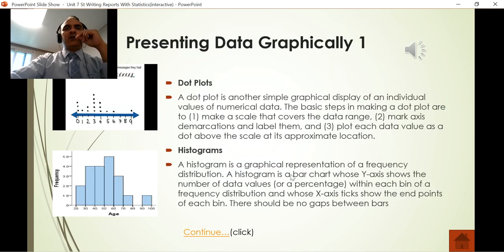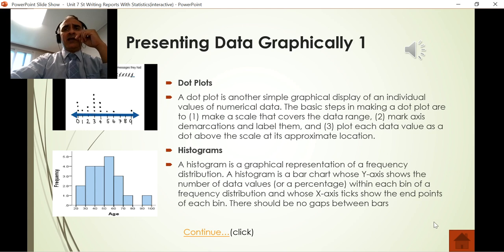Okay, so we have presenting the data graphically. We have a couple of examples. We have dot plots: we have to see a scale, and then we have to mark an axis and then plot each data value based on that scale. So actually, a dot plot is very similar to what we do in a histogram. It's just that we do it with dots rather than with bars, right? So in this case we also measure the frequency.